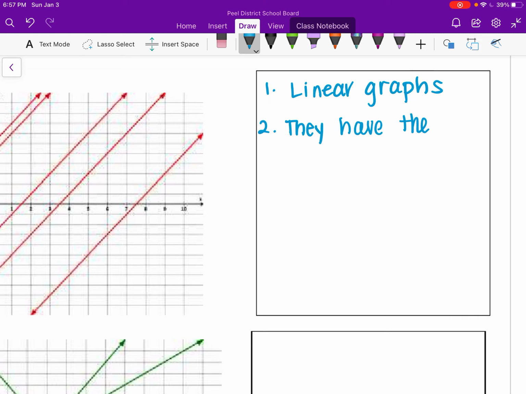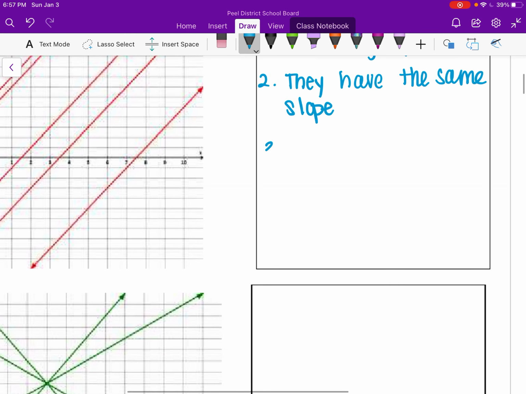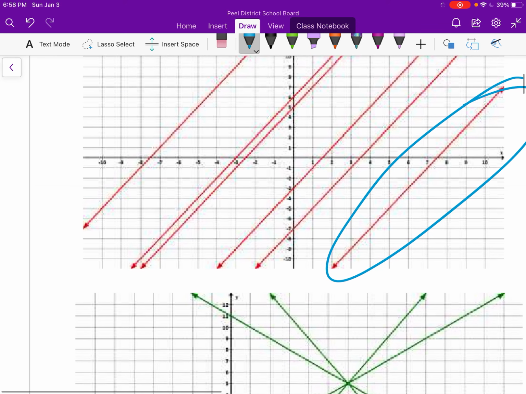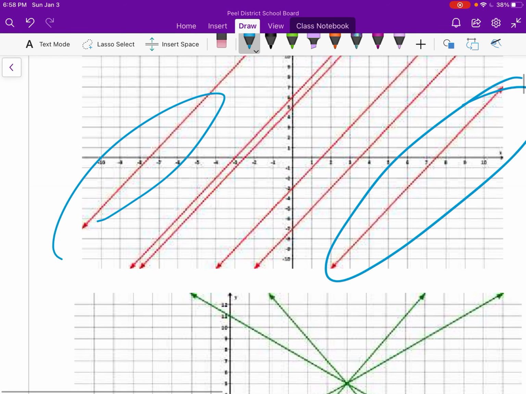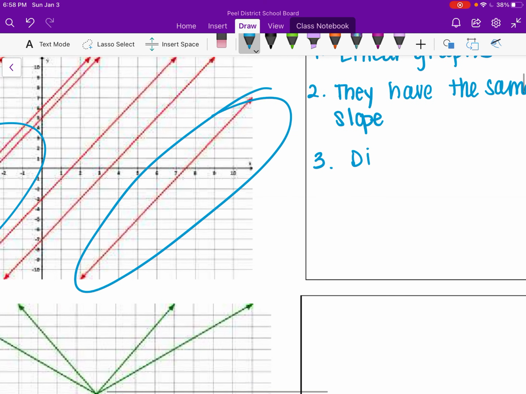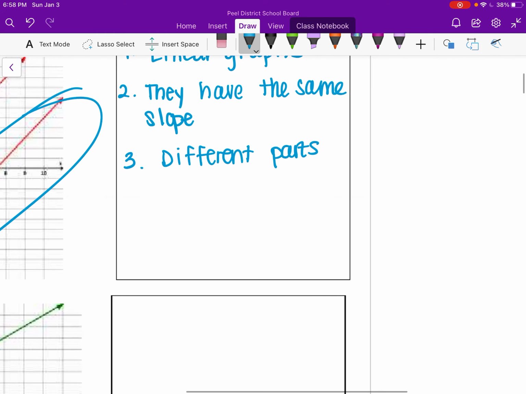I'm just going to write these in. They are on different parts of the graph, right? So you have one that's over here, you have one that's over here, you have one that's over here, some over here. They're on different parts of the graph. And then last but not least, they have different y-intercepts, right? They intercept at the y-axis at different points.